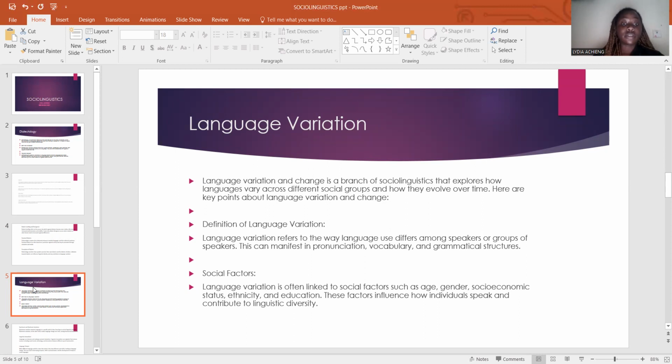Definition of language variation. Language variation refers to the way language use differs among speakers or groups of speakers. This can manifest in pronunciation, vocabulary, and grammatical structures. Social factors. Language variation is often linked to factors such as age, gender, socioeconomic status, ethnicity, and education. These factors influence how individuals speak and contribute to linguistic diversity.